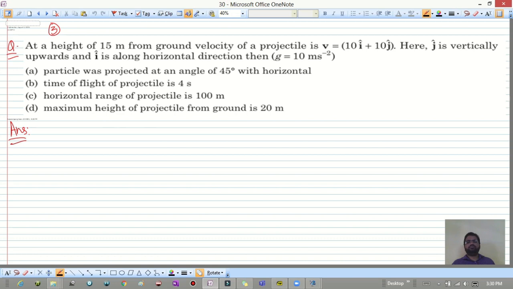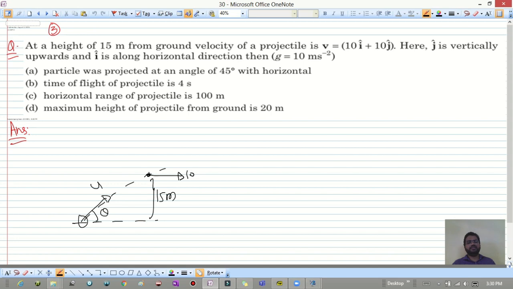So at a height of 15 meters from the ground, velocity of projectile is given. So projectile is thrown at some initial velocity u at some angle theta, and it is given at a height of 15 meters. Its velocity component in the horizontal direction is 10 meters per second, and in the vertical direction it is 10 meters per second. So both 10 meters per second given.